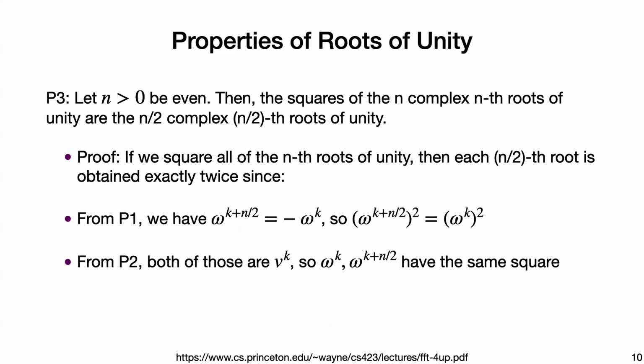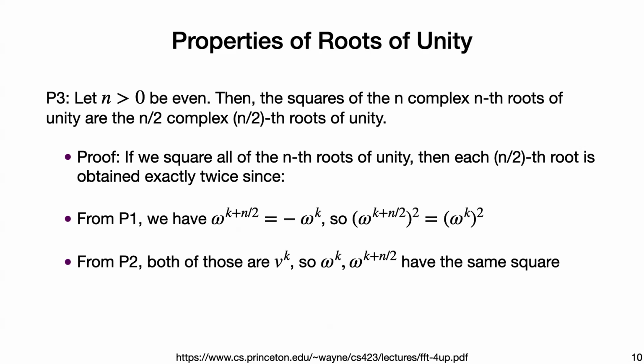The last property just uses P1 and P2. So if you have an even n, then the squares of these complex nth roots of unity are the n over 2 complex roots of unity. And then squaring those. So P1 is just saying that the second half of the unit circle is the negation of the first half of the unit circle. And for P2, we know that both of those are the n over 2 roots of unity.